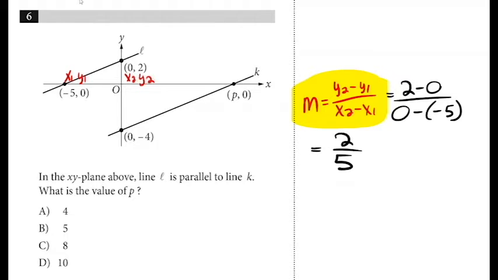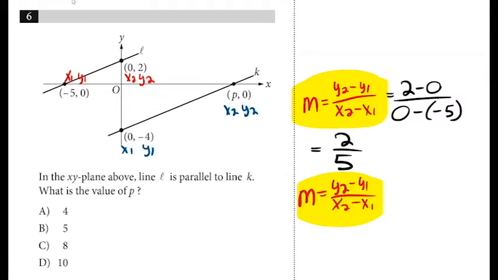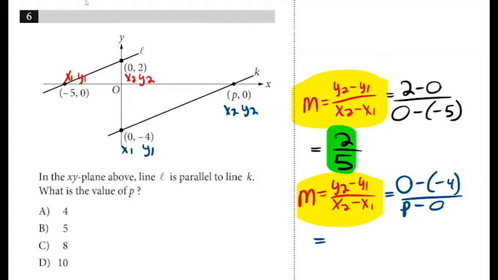So, to avoid a mistake, we'll label the points x1, y1 and x2, y2. And now we can grab the slope formula again, and we can plug into it accordingly. So y2 minus y1 is 0 minus -4, and x2 minus x1 is p minus 0. So here we can be careful with the double negatives again. Minus -4 is +4, and p minus 0 is just p.